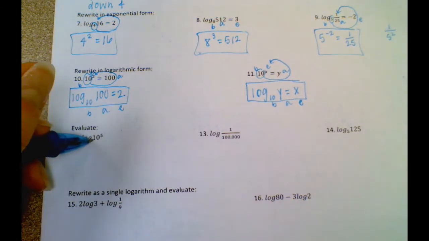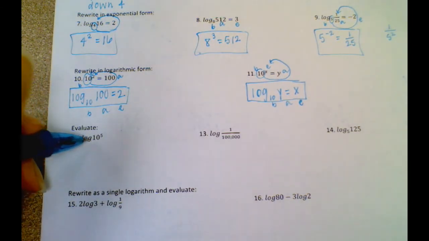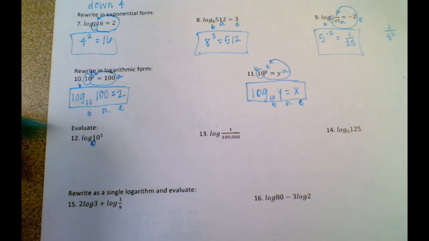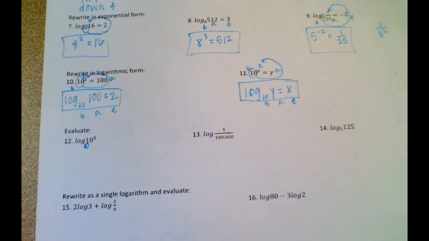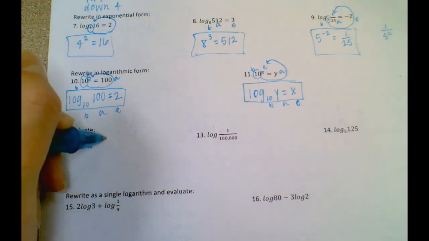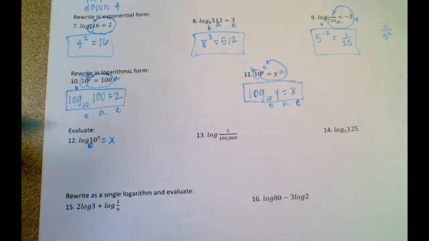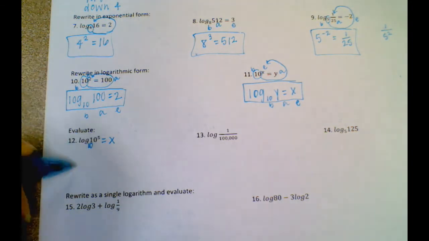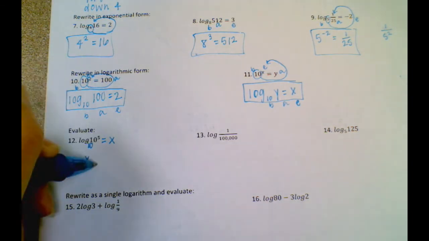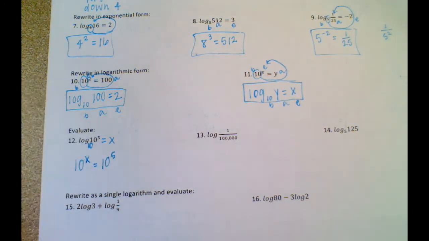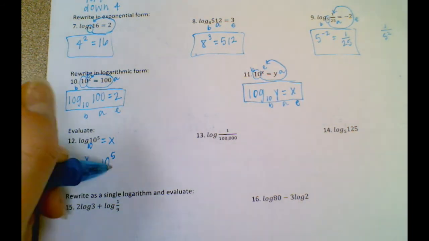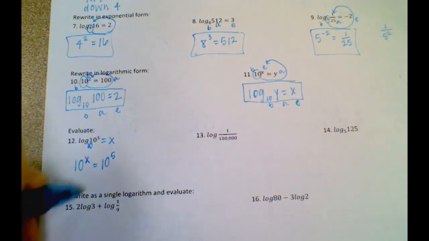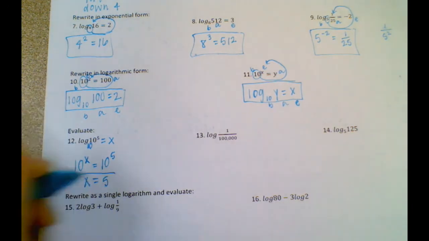All right, so let's evaluate these, okay? So remember, if there's not a base right here, it is 10. So if it's hidden, it's a 10. You got to remember that. All right, and we're going to set these equal to X since we're evaluating them. So this is saying 10 to the X power, so depending on if you use the Bay or the swoop method, okay, 10 to the X power equals 10 to the 5th. Now, because these have the same bases, we can set the exponents equal to each other. So X is 5.